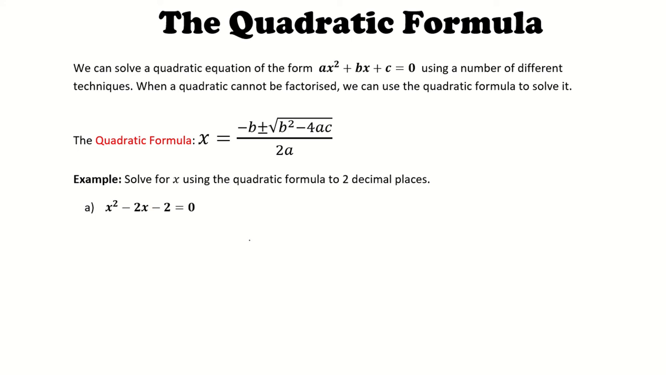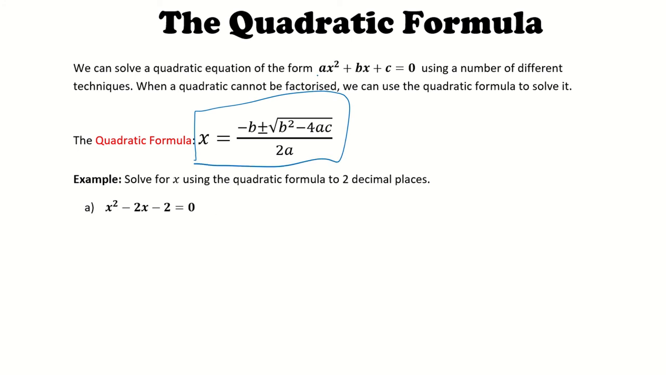So there's no way to factorize this quadratic, but if you actually were to graph this quadratic, it actually has x-intercepts. So there are values of x that make this equation true. Now they're actually decimal numbers. So I'm going to show you how to use the quadratic formula in order to solve this.